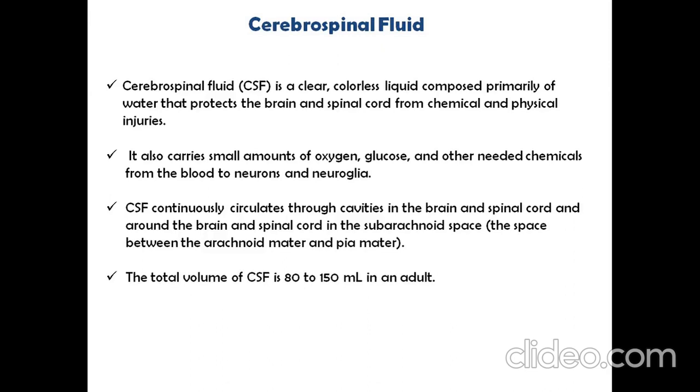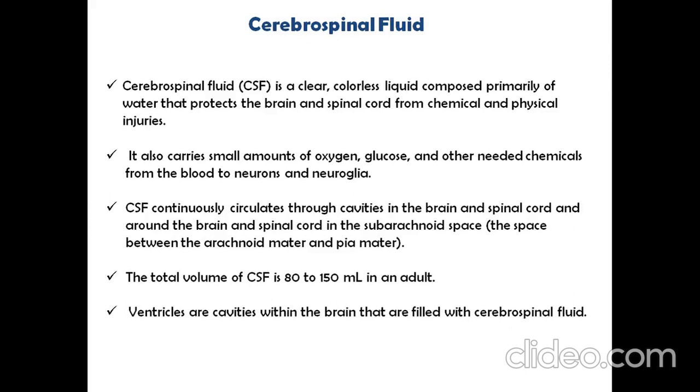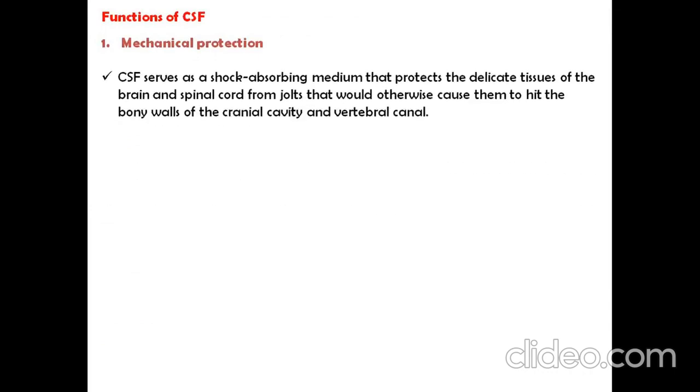The total volume of cerebrospinal fluid is 80 to 150 ml in an adult. Ventricles are cavities within the brain that are filled with the cerebrospinal fluid. Now the functions of cerebrospinal fluid. First one is mechanical protection. The cerebrospinal fluid serves as a shock absorbing medium that protects the delicate tissue of the brain and spinal cord from jolts that would otherwise cause them to hit the bony walls of the cranial cavity and the vertebral canal. The fluid also buoys the brain so that it floats in the cranial cavity.